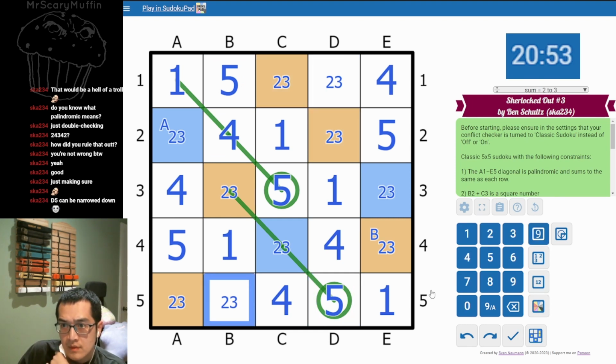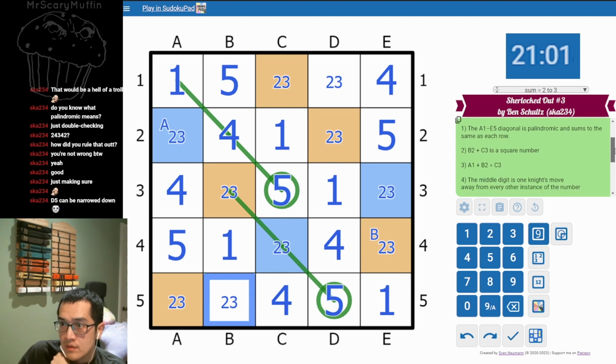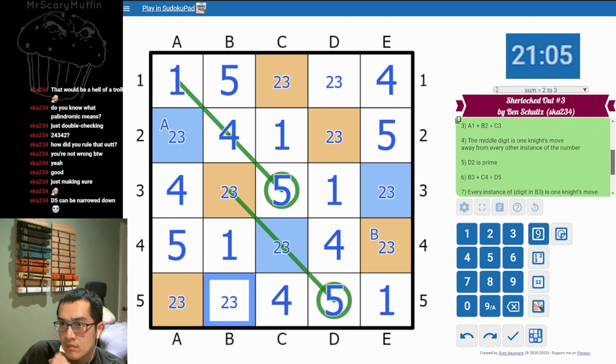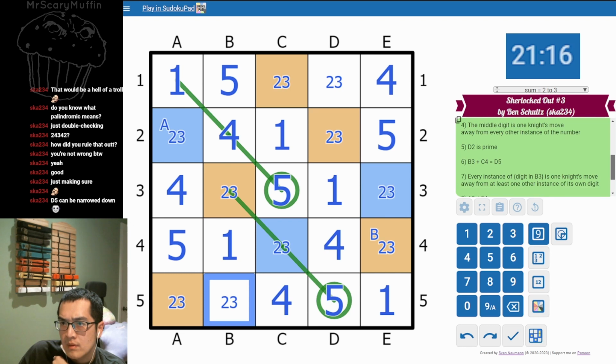And then now I have to figure out which way to go. Is there anything that's going to tell me? Square number C3 prime. They're both prime. This would have been a differentiator, right? D2 prime. Oh, I guess they also limited us to 2, 3, 5, which helped us stop the 4, maybe?